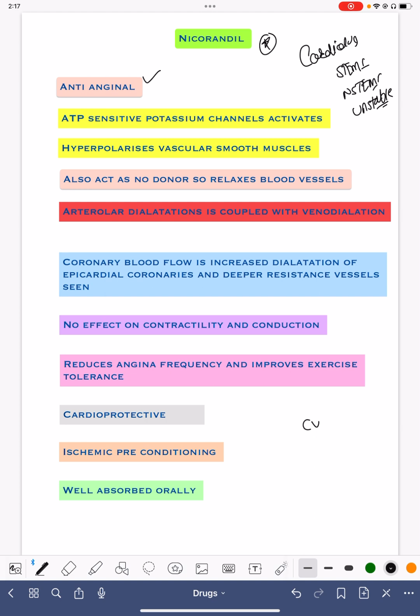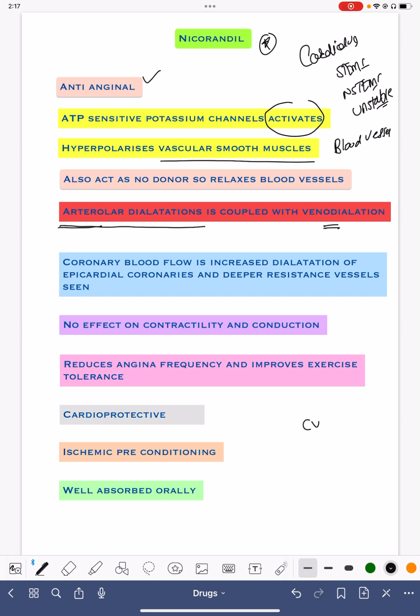Now, it is an anti-anginal drug. It means it is supposed to reduce the chest pain. Now, how does it act? It actually activates the ATP-sensitive potassium channels. By that, it causes hyperpolarization of the smooth muscles of the blood vessels. What actually happens is it causes not only arteriolar dilatation, but it is also associated with venodilation.